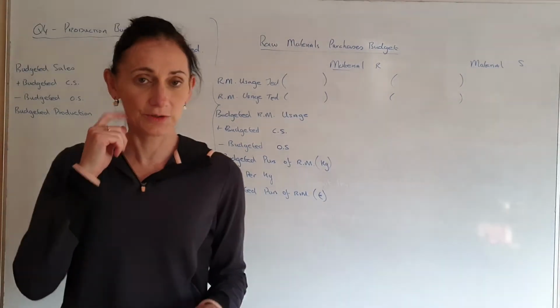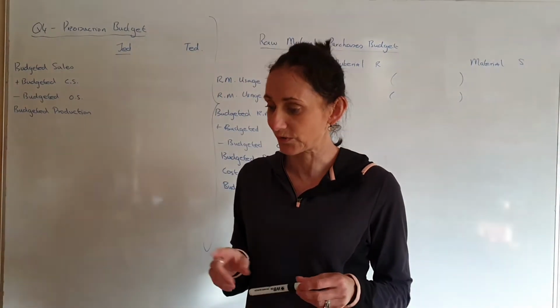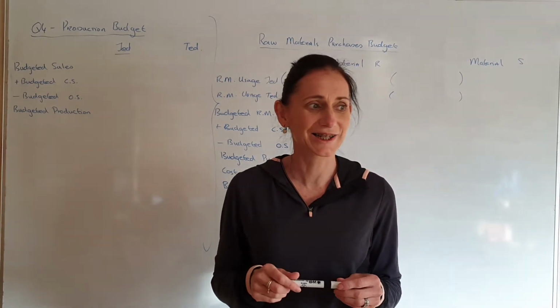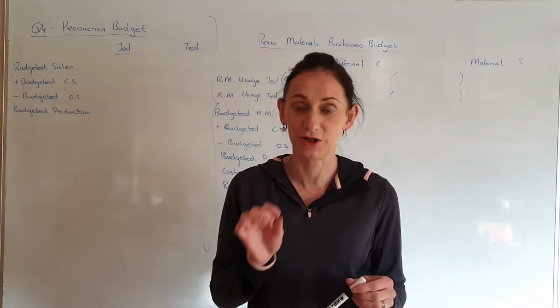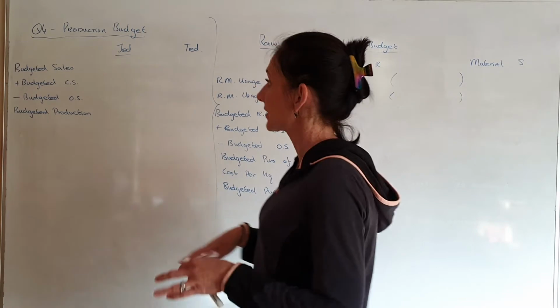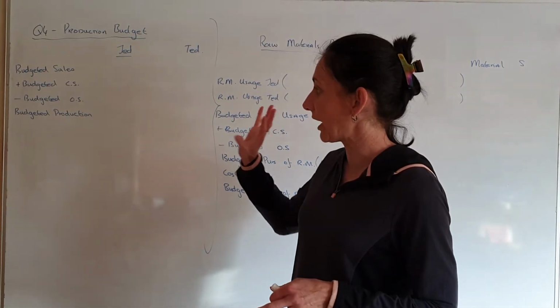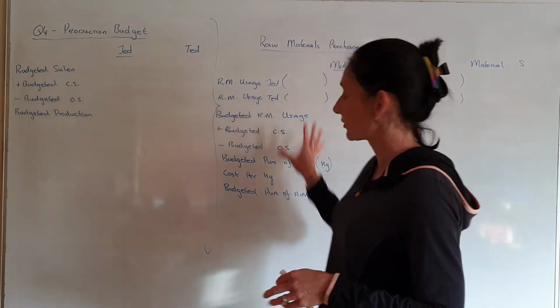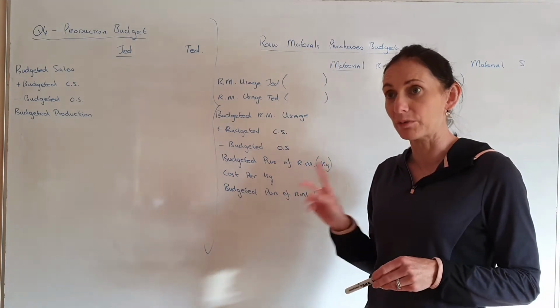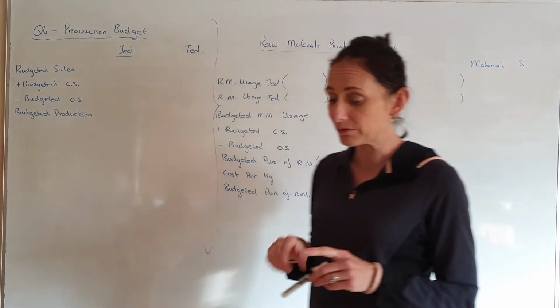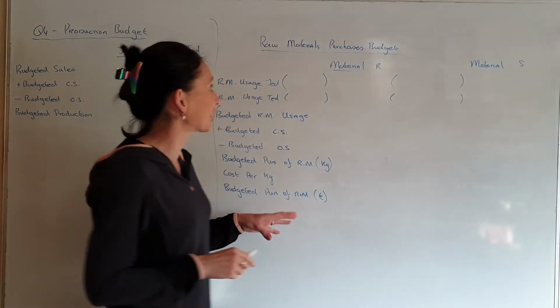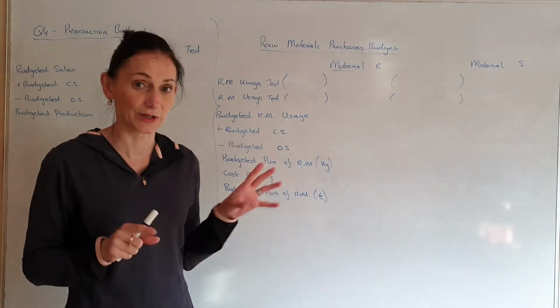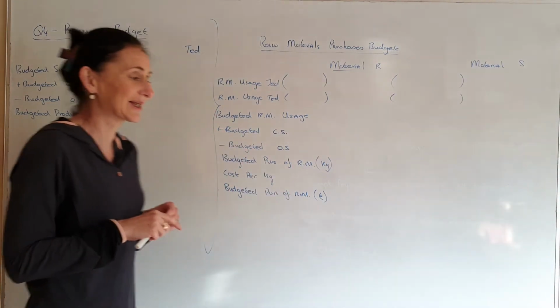Okay, I'm going to do a production budget today, and we're doing it from the textbook. I'm going to do question 4. Just want to make sure that you're okay with it. So I'm going to do your production budget, and your raw materials purchases budget. Now remember, the raw materials purchases budget, I can combine it with the raw materials usage budget. Just going back to the basics again.